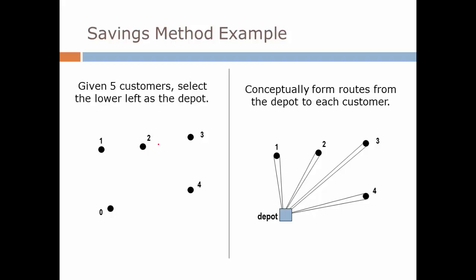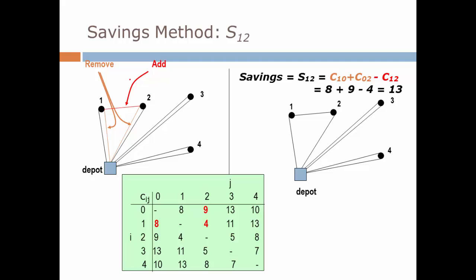Now, the first step is to begin by forming one route with every customer that we have. So conceptually, we form routes from the depot to each customer like that, as shown here in this figure. At each iteration of the method, we will merge 2 routes, and with the term merge, we mean that we will remove this link, and we will add this link here if we want to merge these 2 routes here. And this is what we get.